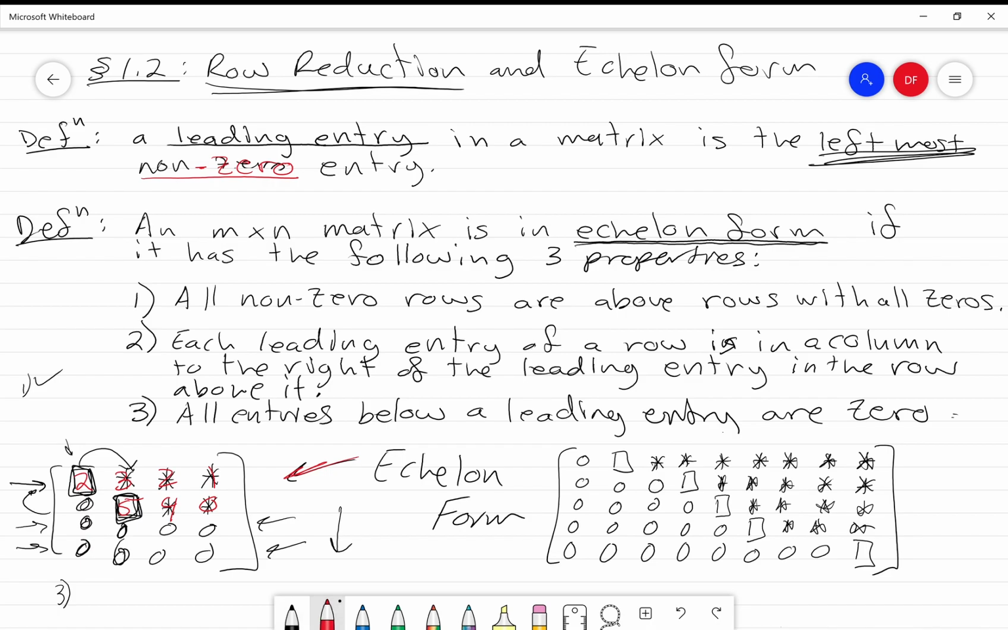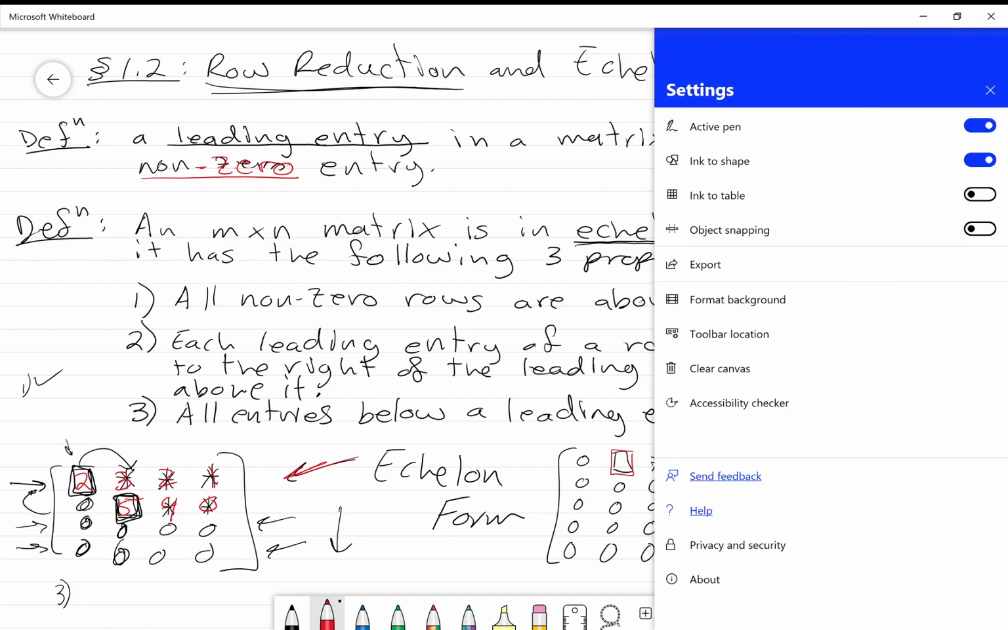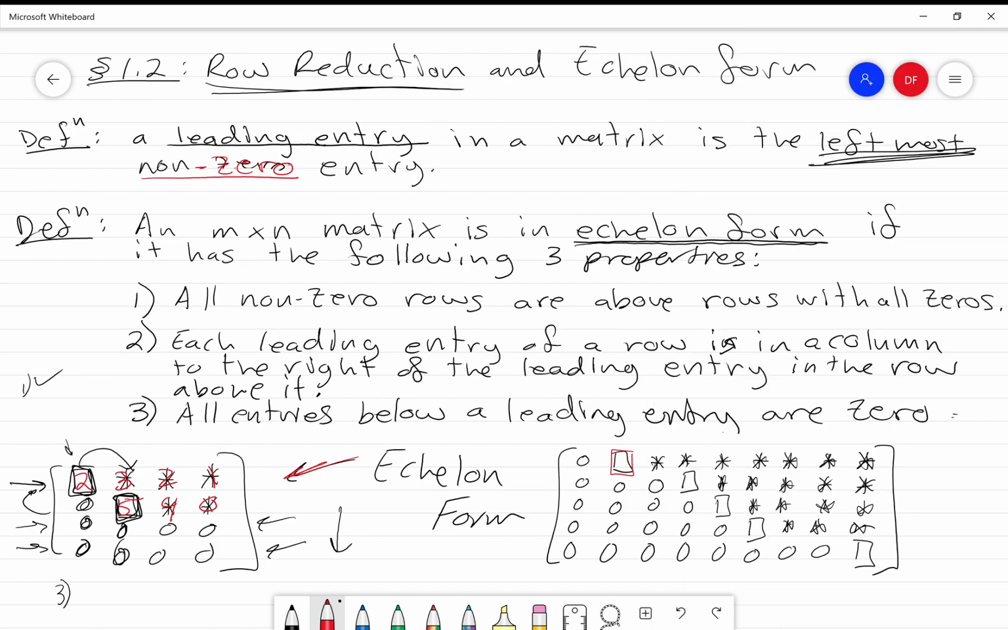Okay. We see where the leading entries are. Everything below it is a 0. The next leading entry, you see in this column there is no leading entry. Only in this column there's a leading entry. And we see that everything below it is 0. And all of the leading entries follow a staircase shape.